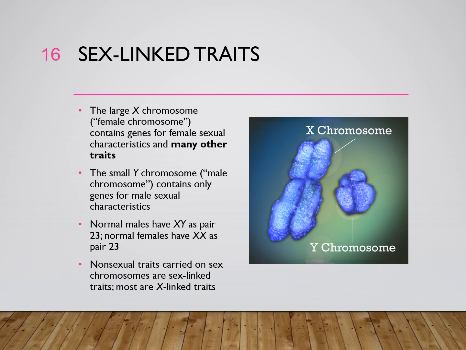The sperm either carries an X or it carries a Y, and the mom is always going to donate an X because females have 2 X's. So mom's always going to donate an X, and then dad's going to be the deciding factor. If it donates another X, then it's a girl. If it donates a Y, then it's a boy. So typically these, like I said, are going to appear on the X chromosome, and we're going to take a look at what that looks like.